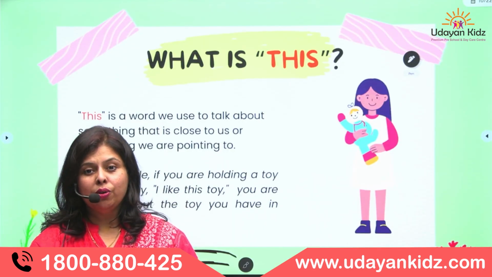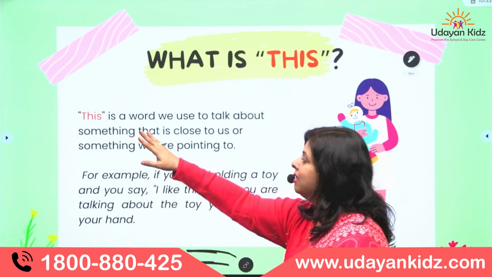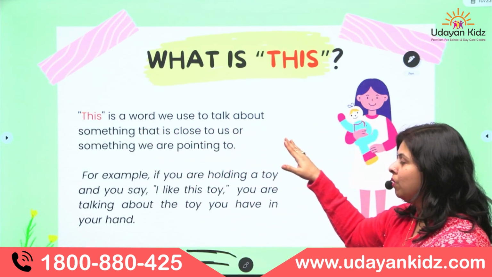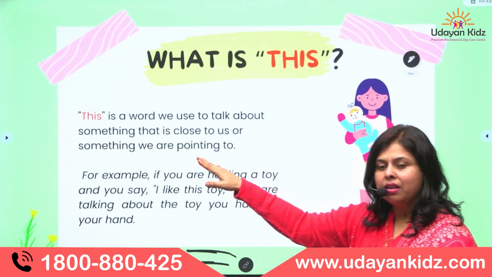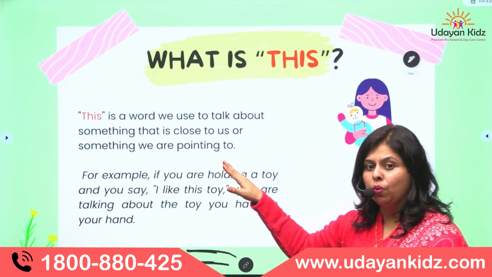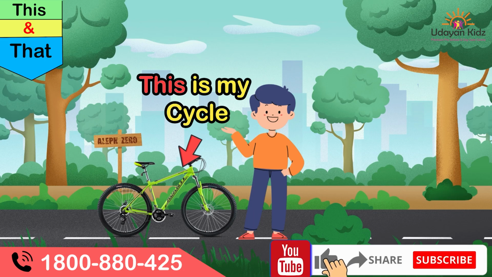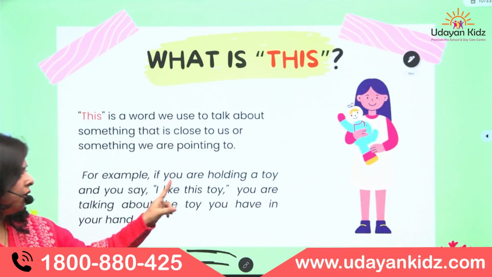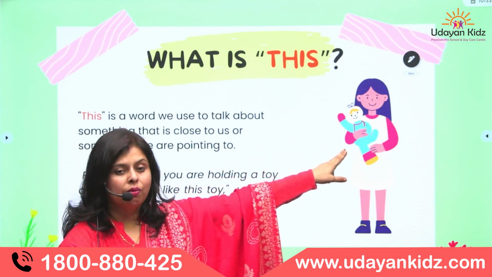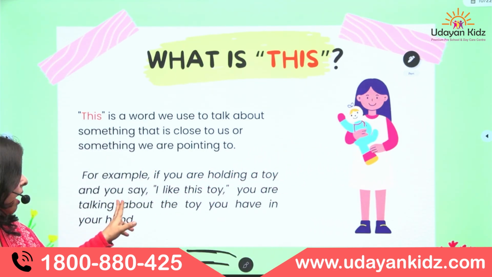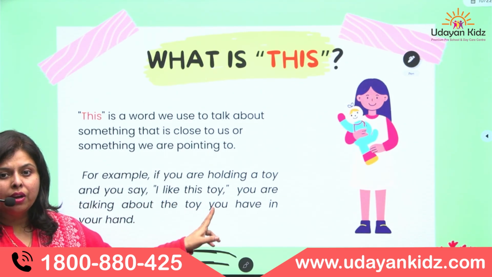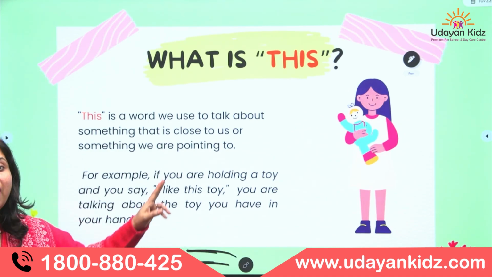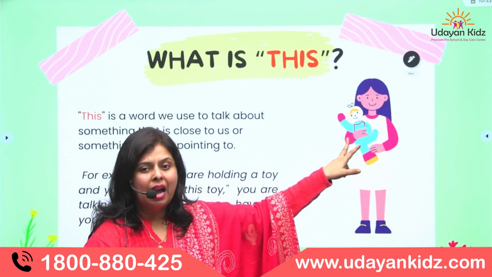So children, do you know what is this? This is a word we use to talk about something that is close to us or something we are pointing to. If you are holding a toy, and you say, I like this toy, you are talking about the toy you have in your hand. Okay?